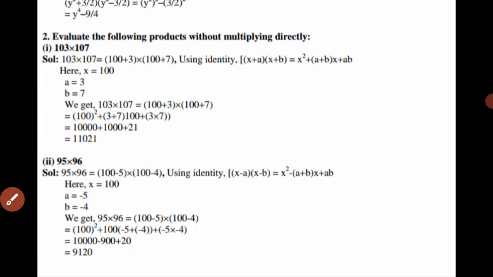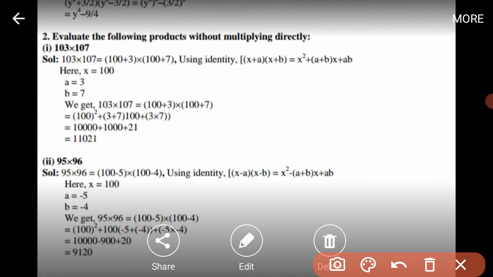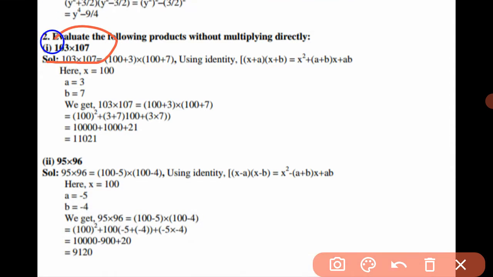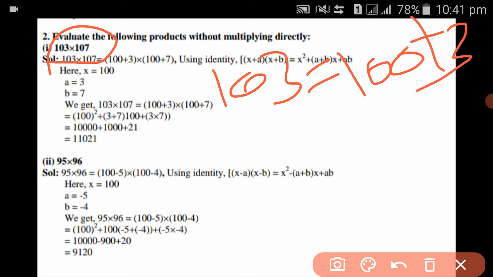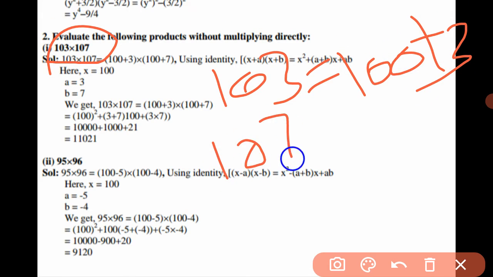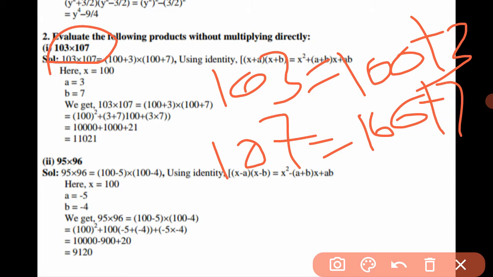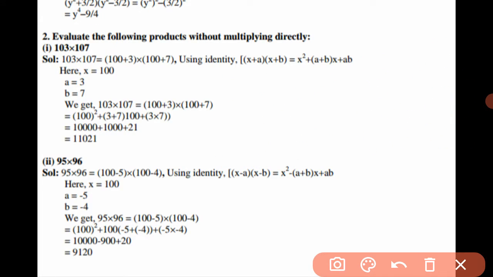Now question number 2: evaluate the following product without multiplying directly. Without multiplying directly means here we have to use an identity. So in the first part we have been given 103 into 107. So 103 can be written as 100 plus 3, and in the same way 107 can be written as 100 plus 7. Now with the help of this we can solve it.